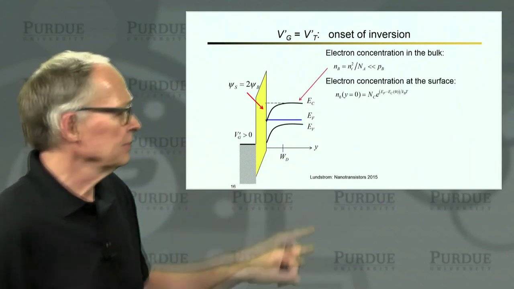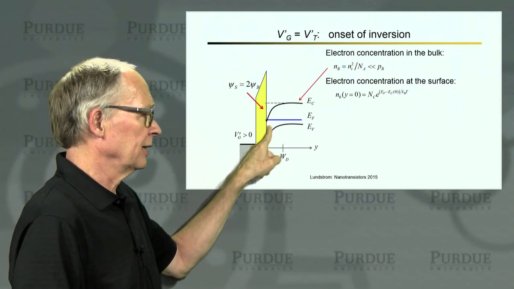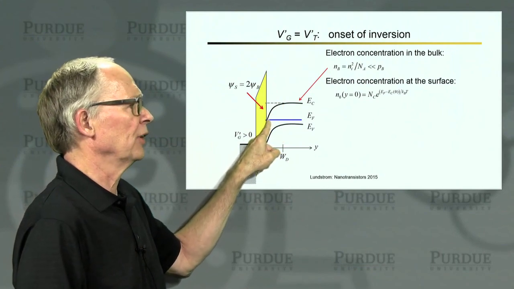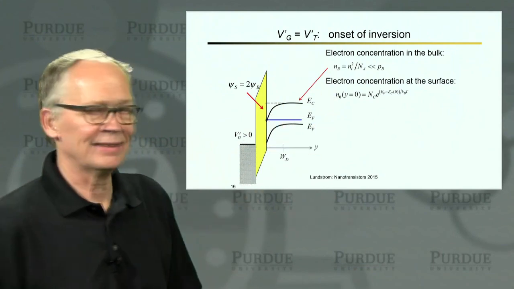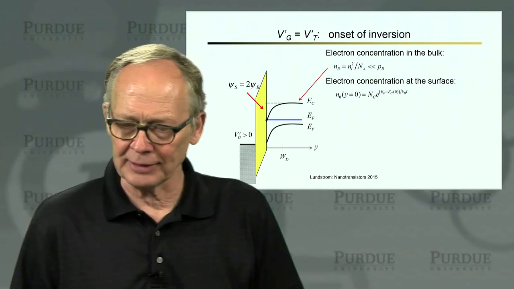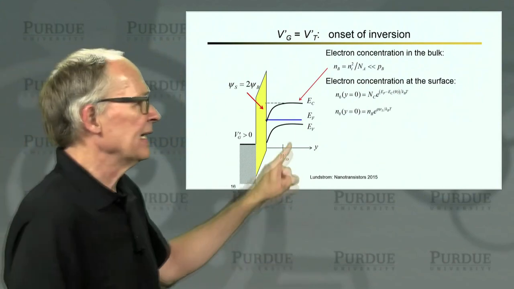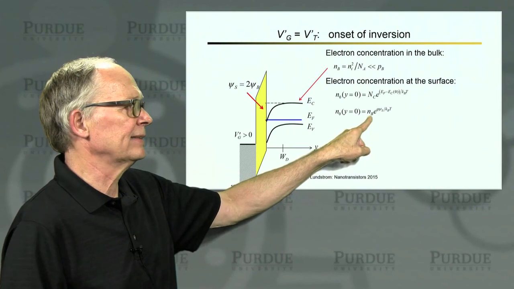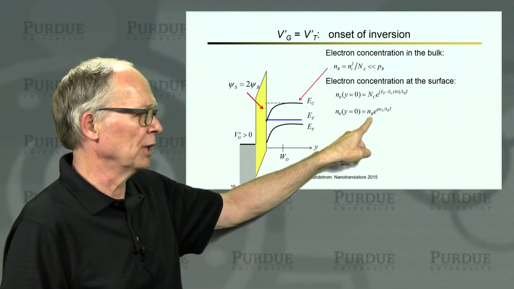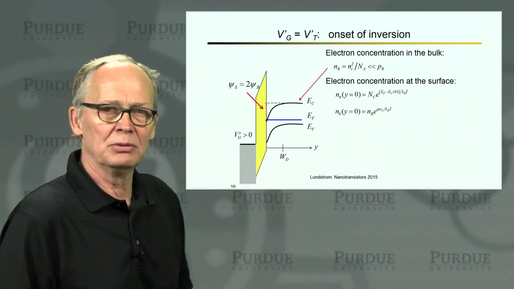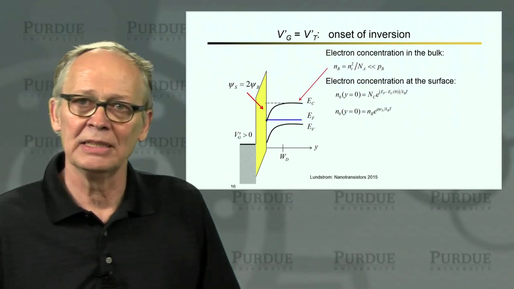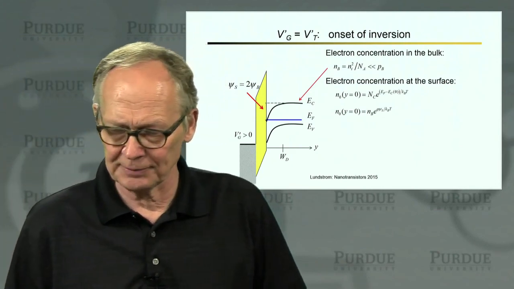At the surface, we are pulling the conduction band down towards the Fermi energy, so the electron density is increasing exponentially as we go towards the surface. In fact, we can write it as the density in the bulk, that small number, times e to the q surface potential over kT. So it increases very substantially.